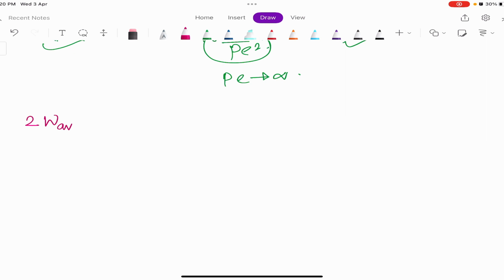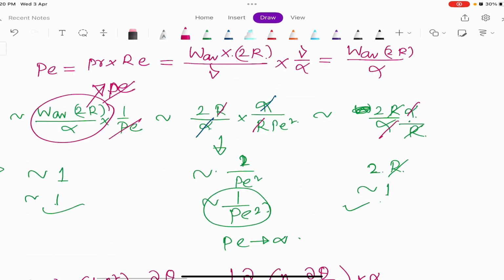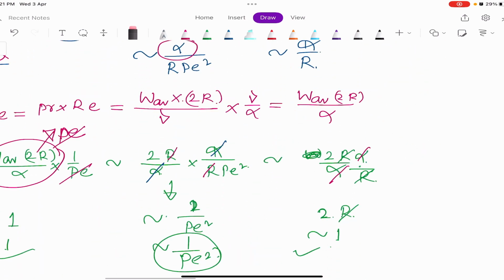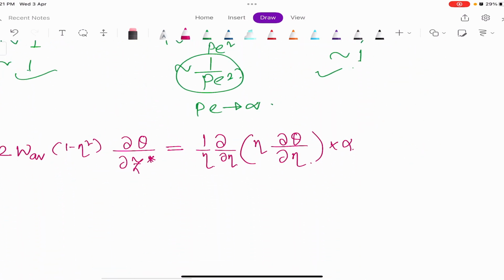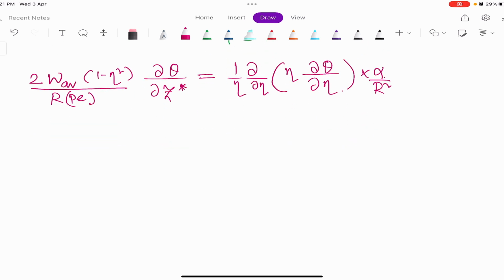2 into W average into 1 minus eta square into del theta by del z star, that is equal to what? My 1 by eta del eta into this thing into alpha, right? Okay, so if it is correct or not, let me see. It should be correct. 1 by r square was there, and here r into Pe was there, right? So then we got the thing.